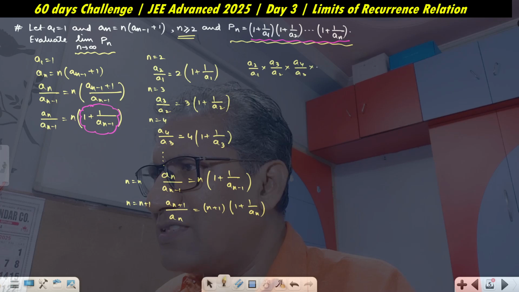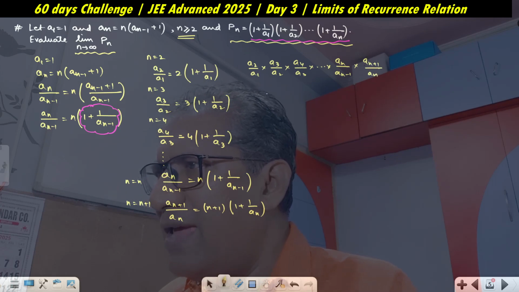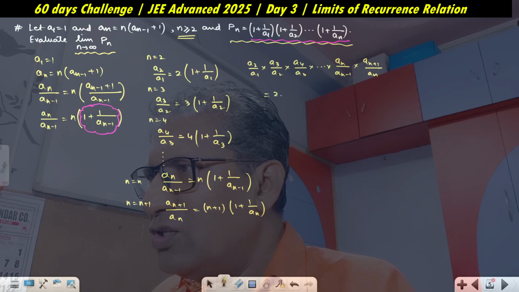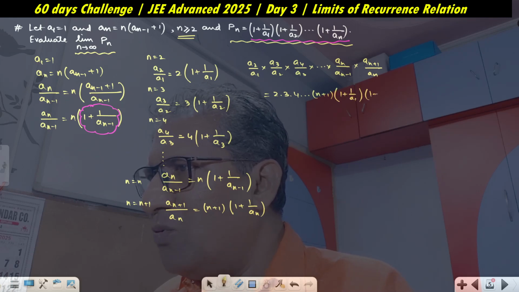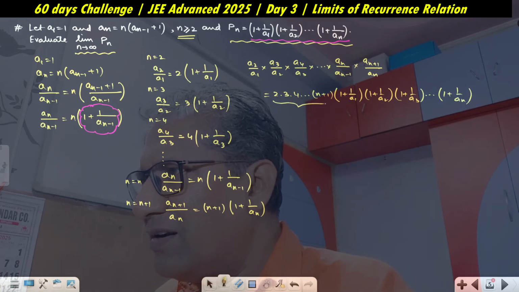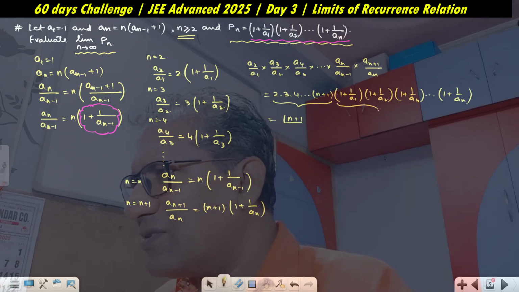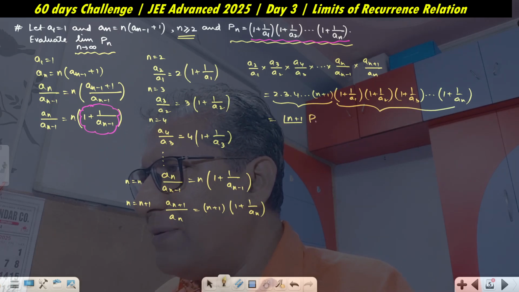a4, a3, this thing goes on, an minus 1 into an plus 1 by an. And in the right hand side, we are getting 2 into 3 into 4 till n plus 1. And we are having 1 plus a1, 1 plus a2, 1 plus a3, and this thing goes on, 1 plus an, the last one, right? This is our factorial n plus 1. And this is our Pn.